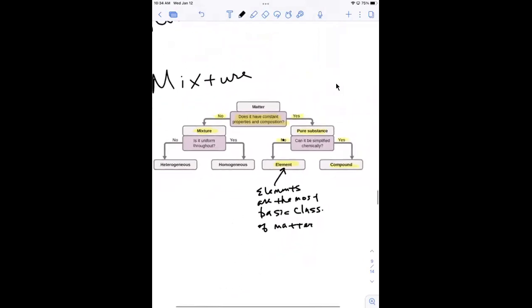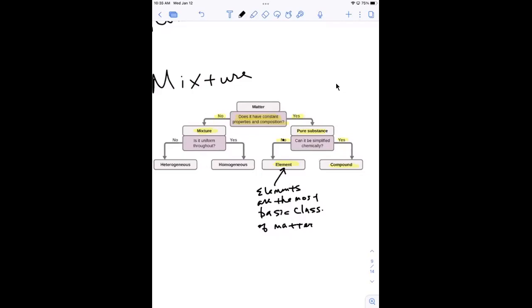Right. And even an element, although it can't be broken down, is composed of atoms, which are even more basic, but the composition is uniform, and so we still consider it a pure substance. But you can't simplify it chemically. Like you can't take an element and chop an atom in half and get a new element. It doesn't work like that. So that's really the most basic class of matter.